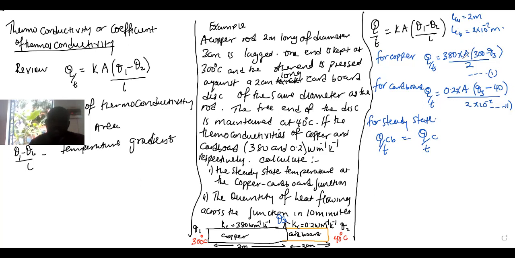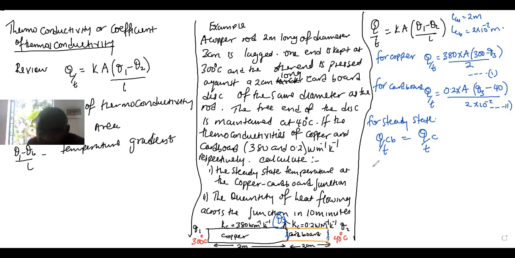Then the temperature this way, because this one was at a low temperature, this temperature θ3 at the end of the cardboard here, the cardboard would have gained heat. So when it gains heat, θ3 is greater than 40. That's why I'm saying θ3 minus 40. Whereas for the copper here, the copper has an extreme of 300. It is going to lose heat to the cardboard. So θ3 will be at a lower temperature than the other extreme end with 300.